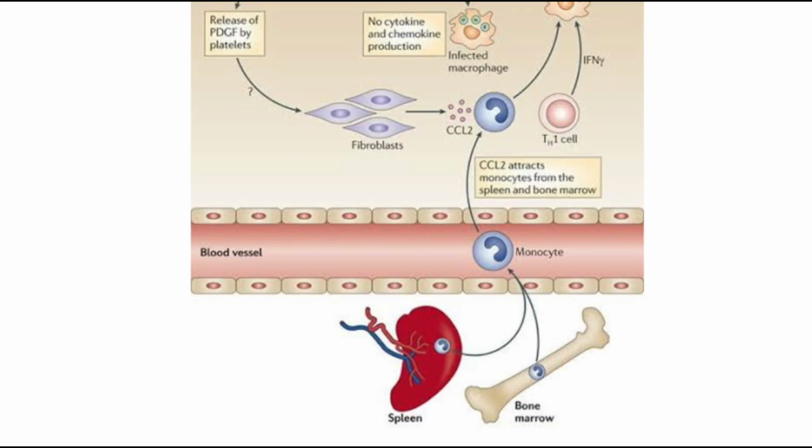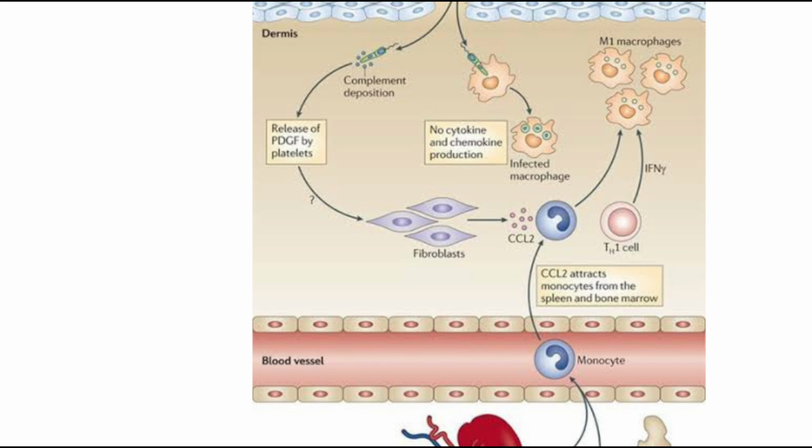From bone marrow to monocyte, and from the blood to the tissue, and then finally macrophages are formed. Most adult macrophages develop from circulating monocytes which exist in the bloodstream and differentiate under the influence of macrophage colony stimulating factor. Macrophage colony stimulating factor is the key cytokine, and there is a transcription factor PU.1.